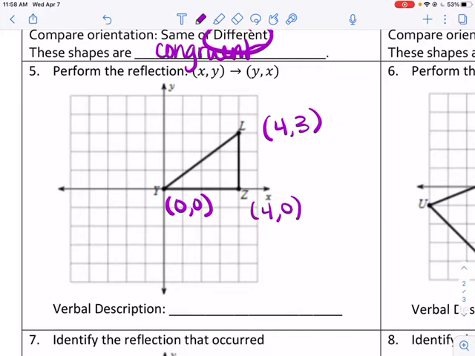Okay, so for this one, we're going to swap all the coordinates to create the image. So (0, 0) is (0, 0), swapped. For this one, we're going to put 0 first and then 4 second. And then for this one, 3 goes first and 4 goes second. Now I'm going to plot all the image points. So Y stays the same. Then Z is now (0, 4), so it's going to be up here. And L is (3, 4), so it's going to be right there.